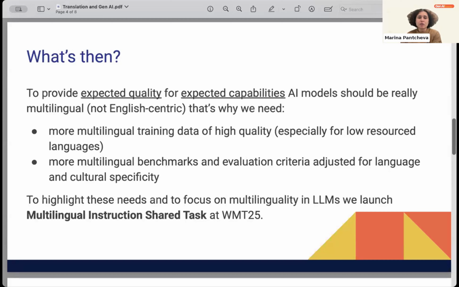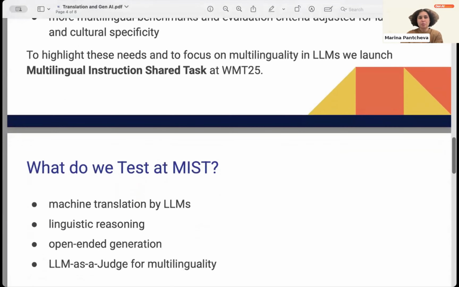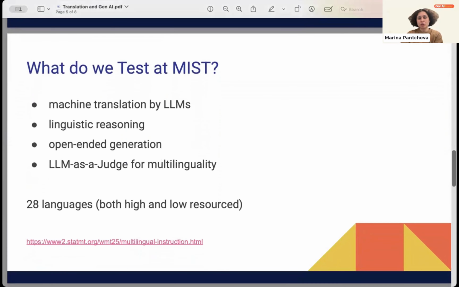And to highlight all these needs and to focus on multilinguality in large language models, we at WMT launch a multilingual instruction shared task, and it will be only for large language models. Our general machine translation task is usually for machine translation systems, but this will be for large language models. The first one will be pure machine translation by LLMs. We will try to compare them with traditional machine translation, but keep the tracks separate.